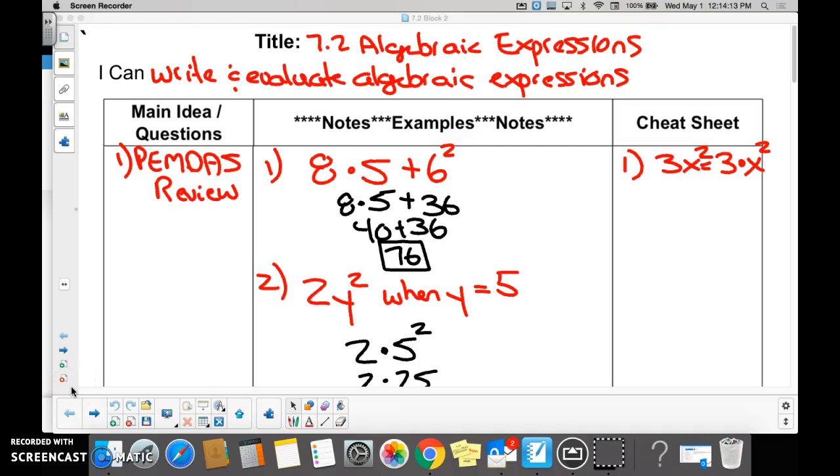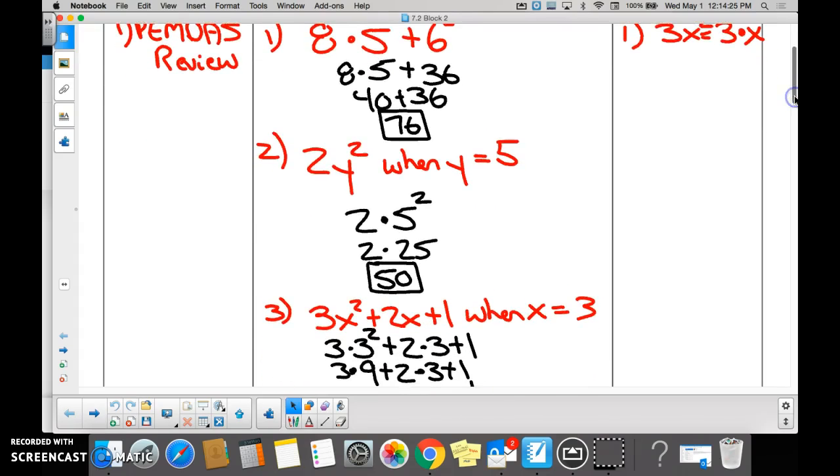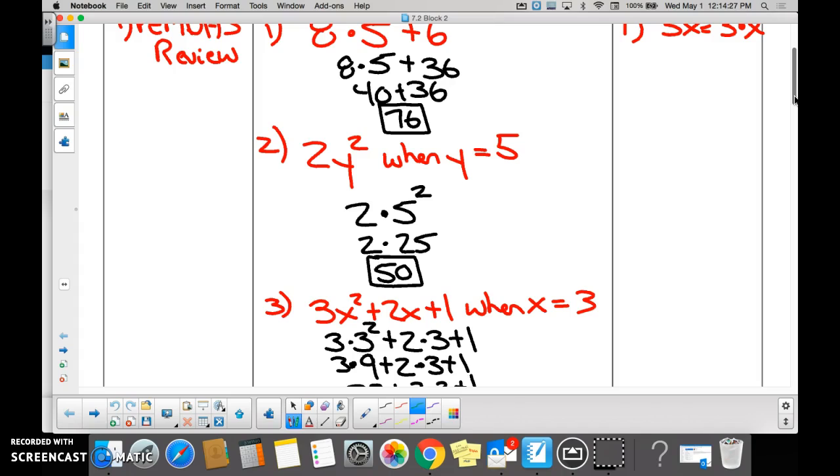7.2 algebraic expressions. I can write and evaluate algebraic expressions. Can you guys write and evaluate algebraic expressions? Yes. Good. Number one was not part of the algebraic expressions. It was just a quick review. The thing that tripped us up on number one was this, 2y squared, when y equals 5.